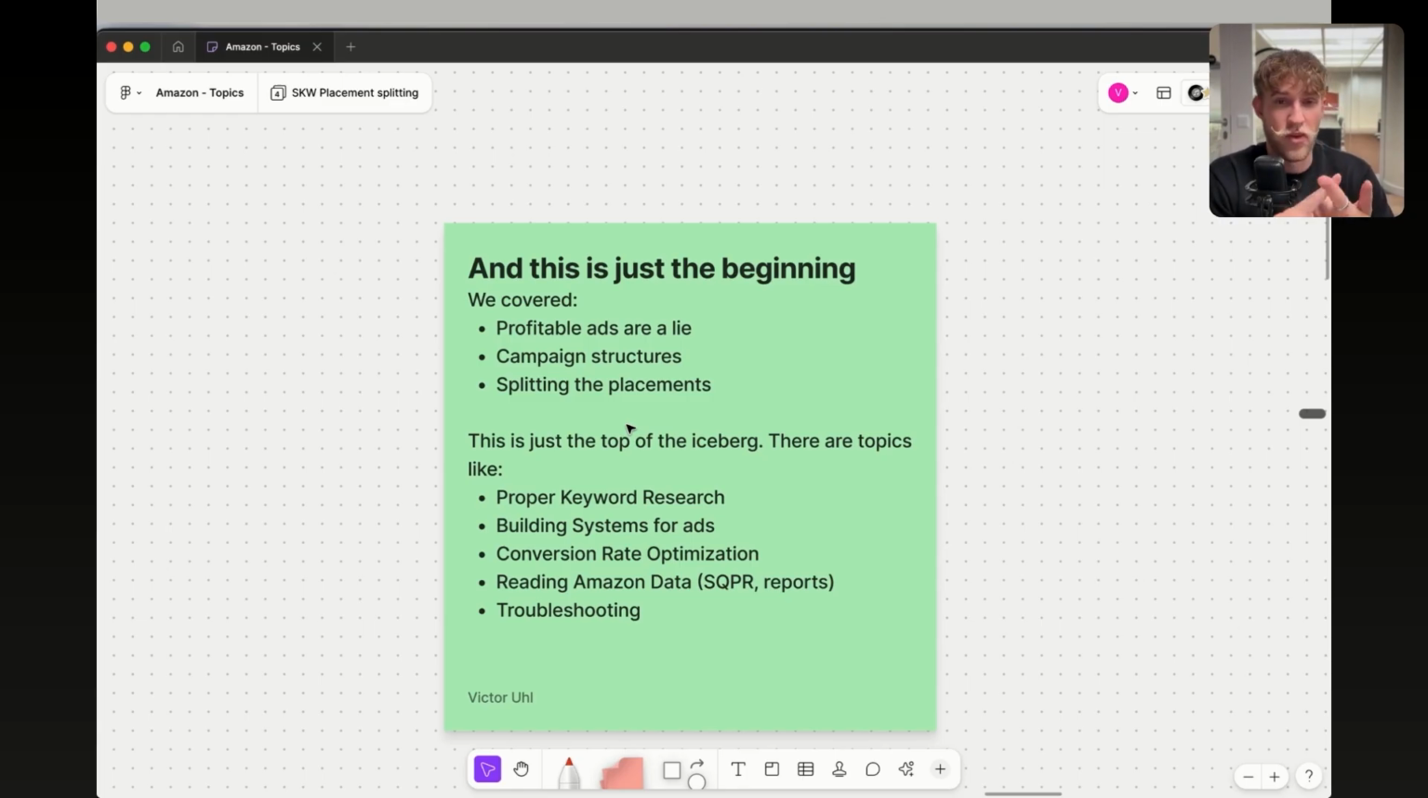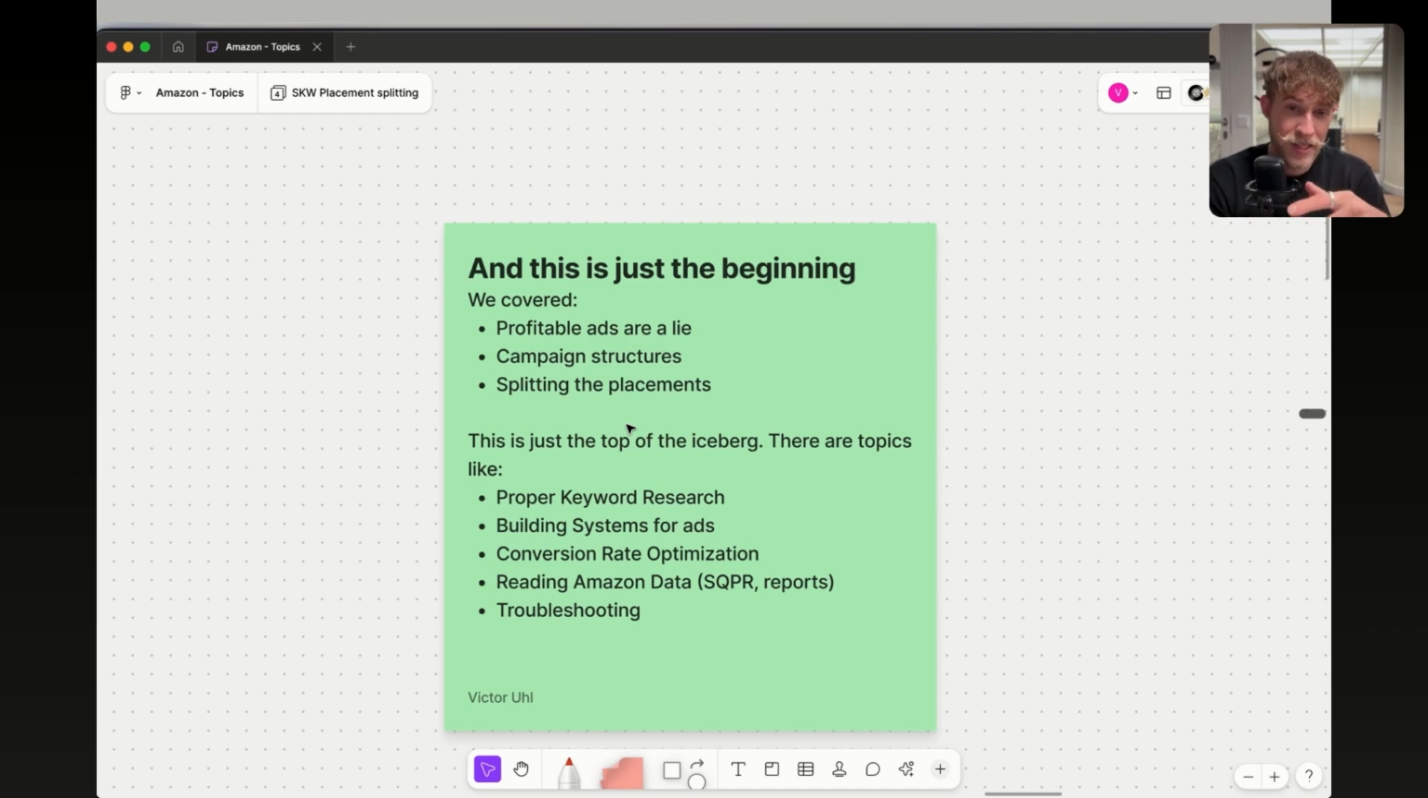Understand that you can't run an auto campaign and hope for the best. You have to get campaign structures, and then you have to split placements. Because with splitting placements, you also split the bottom of the funnel and top of the funnel approach. However, this is just the tip of the iceberg. There are topics like, how do I do a proper keyword research? How do I build the system for ads to run them? Because you don't want to bid all that manually when you have like 30 campaigns per product. It's just too much to do it manually.